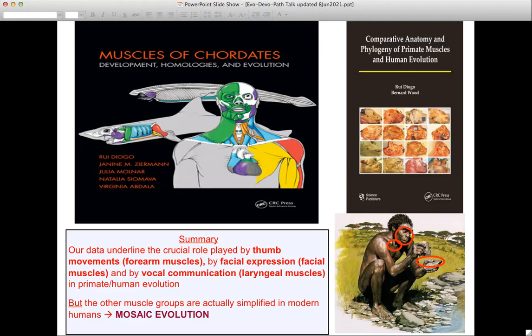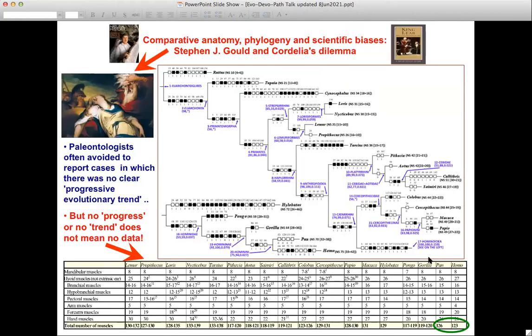So this is the book that I wrote with Bernard Wood about the results of that PhD. I will of course not go through it here. It's more than 1,000 pages. But just as a summary that will be important for this talk, humans have more muscles in some regions of the body than most other animals. But in the rest of the body, we are actually very simplified animals. We have fewer muscles in our body in total than, for instance, a mouse. So we have to really understand that. So that is really like a mosaic evolution.